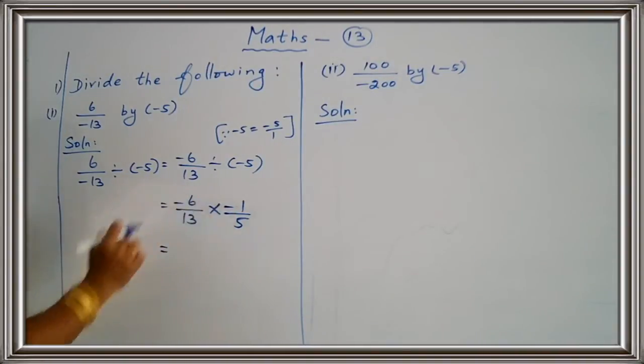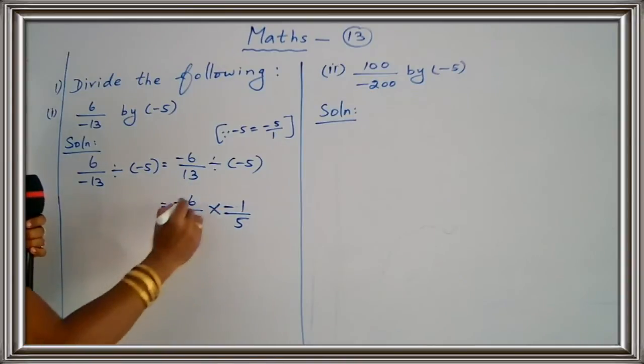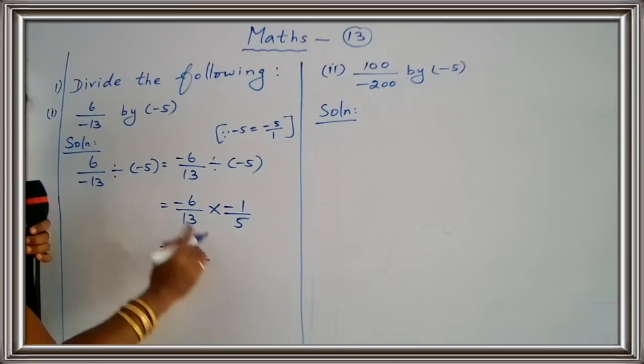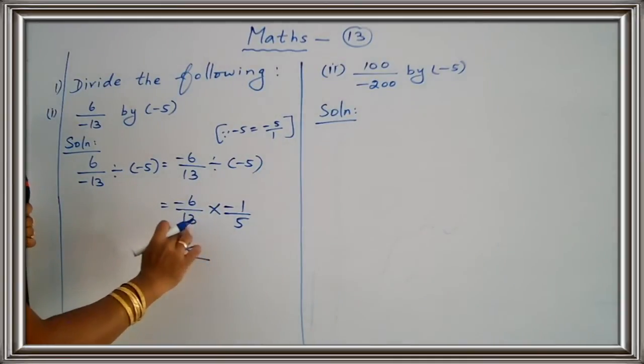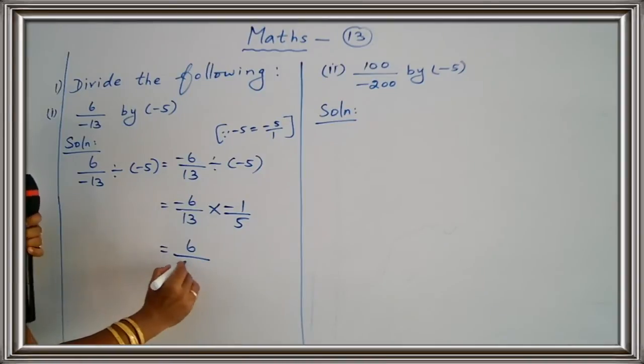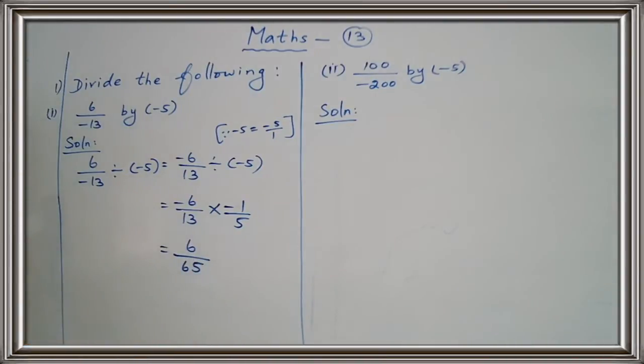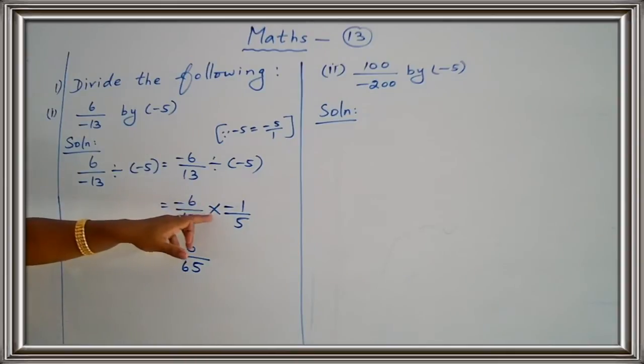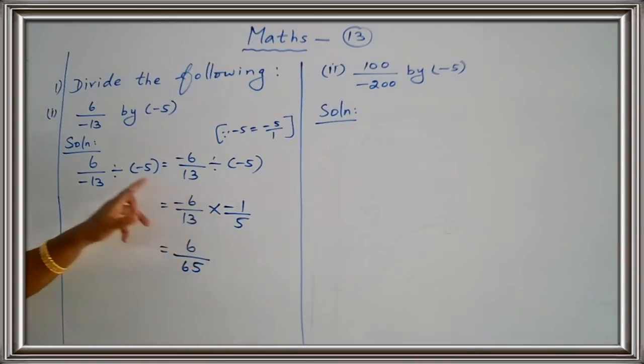Are you clear? Now, in multiplication, we multiply numerator by numerator and denominator by denominator. Look at the numerators: here minus 6, here minus 1. Minus 6 into minus 1: minus into minus is plus, so 6 times 1 is 6. Now multiply denominator by denominator: 13 fives are 65. So your answer is 6 upon 65. Okay children, are you clear?